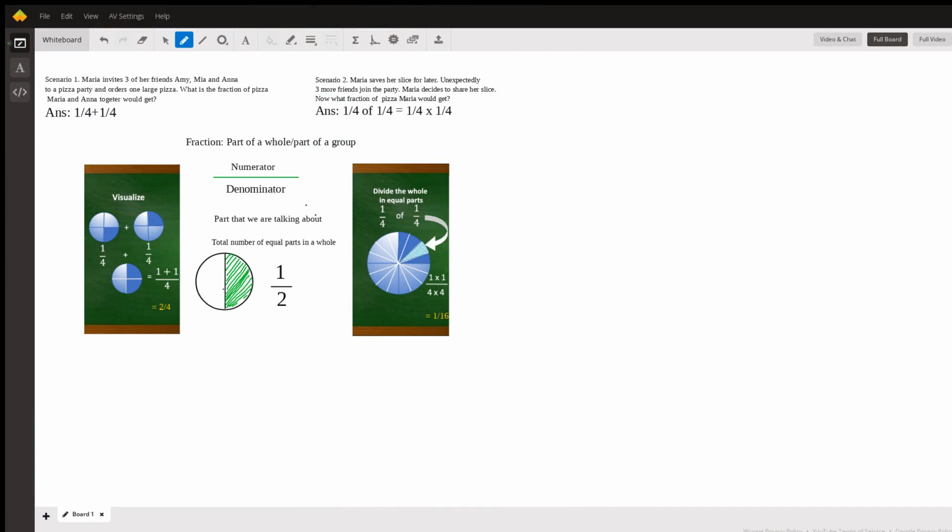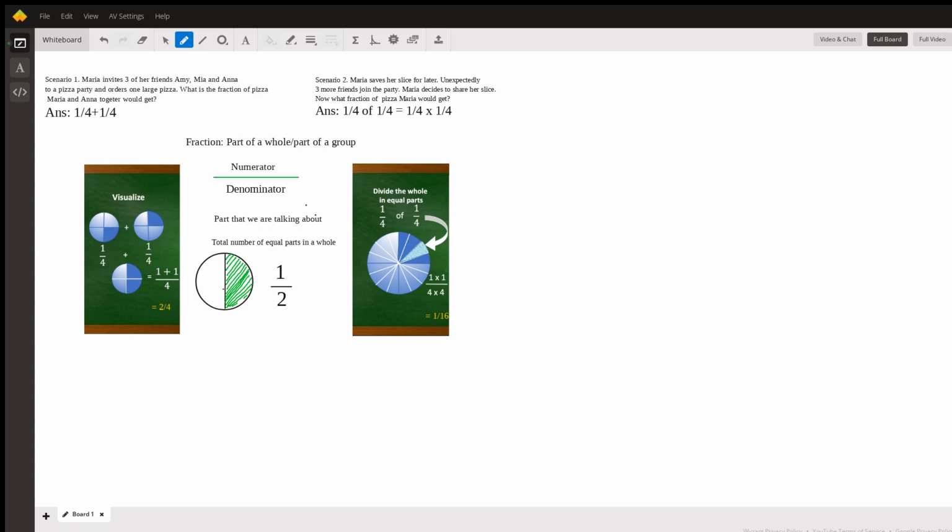So before we start answering the question, let's understand what a fraction is. A fraction means part of a whole or part of a group, which has a numerator and a denominator with a division line in between. So what is this denominator? The denominator represents the total number of equal parts in one whole.